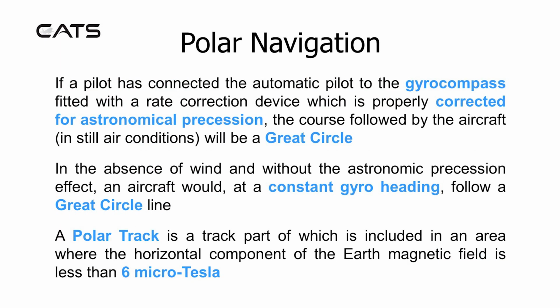If a pilot has connected the automatic pilot to the gyro compass fitted with a rate correction device, which is properly corrected for astronomical precession, the course followed by the aircraft in still air conditions will be a great circle. In the absence of wind and without the astronomic precession effect, an aircraft would, at a constant gyro heading, follow a great circle line. A polar track, by definition, is a track part of which is included in an area where the horizontal component of the Earth's magnetic field is less than 6 microtesla.